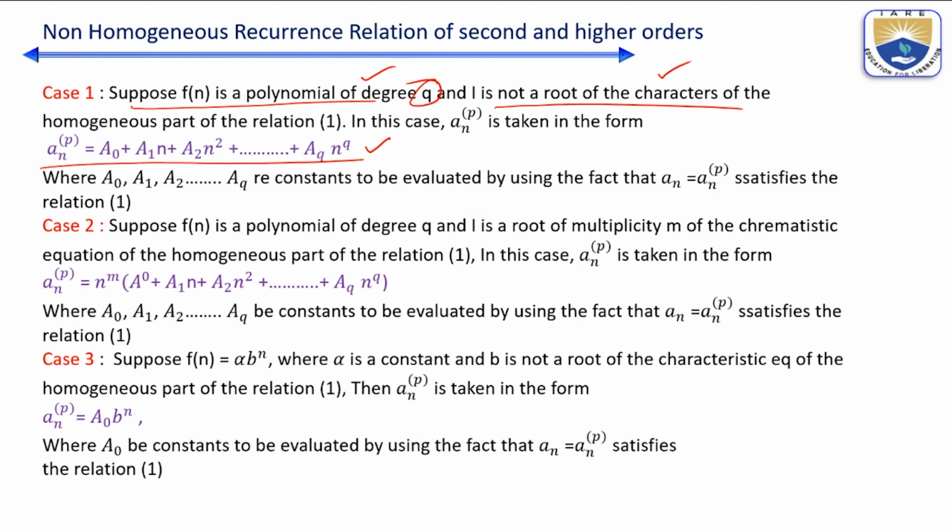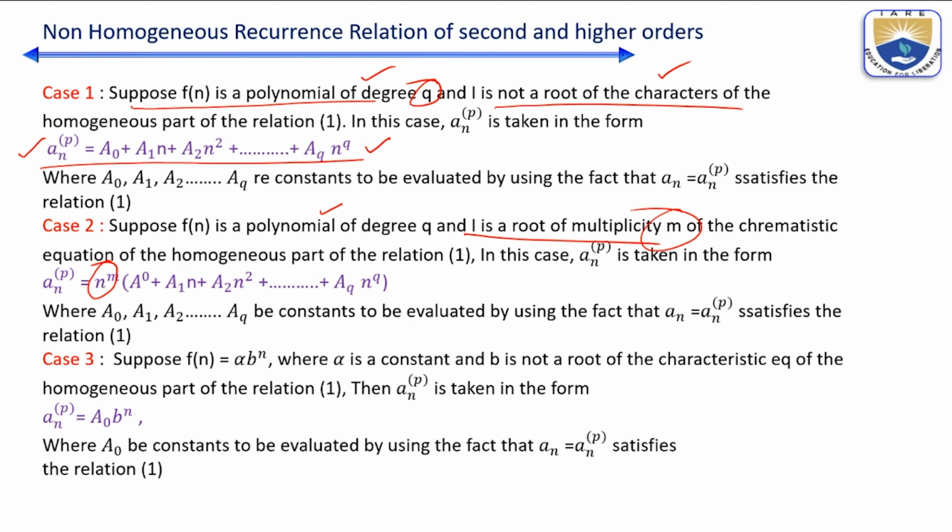Similarly, this is true whenever f of n is a polynomial of degree q and 1 is not a root of the auxiliary equation. The second case is f of n is a polynomial of degree q and 1 is a root of the auxiliary equation, repeated m times. Then what is the particular integral? The earlier form is the same, multiplied by n to the power of m.